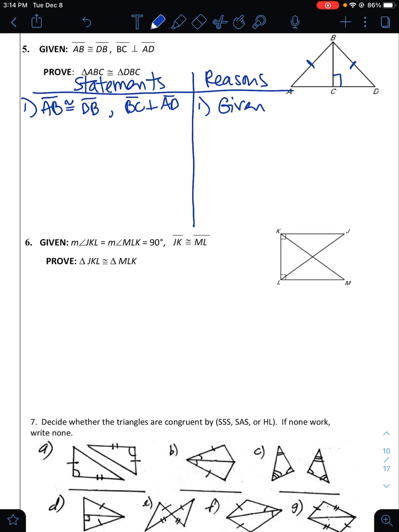Okay, so from here, you can go one of two ways. You can make a statement off the given, or you can look at your diagram to see if anything jumps out at you that is also congruent. So I am trying to prove that triangle ABC, the triangle on the left, is congruent to the triangle on the right. So one thing that jumps out at me is I have a reflexive segment. So I'm going to go ahead and mark that and write that down. So I'm going to write down segment BC is congruent to segment BC. And that's our reflexive property of congruence.